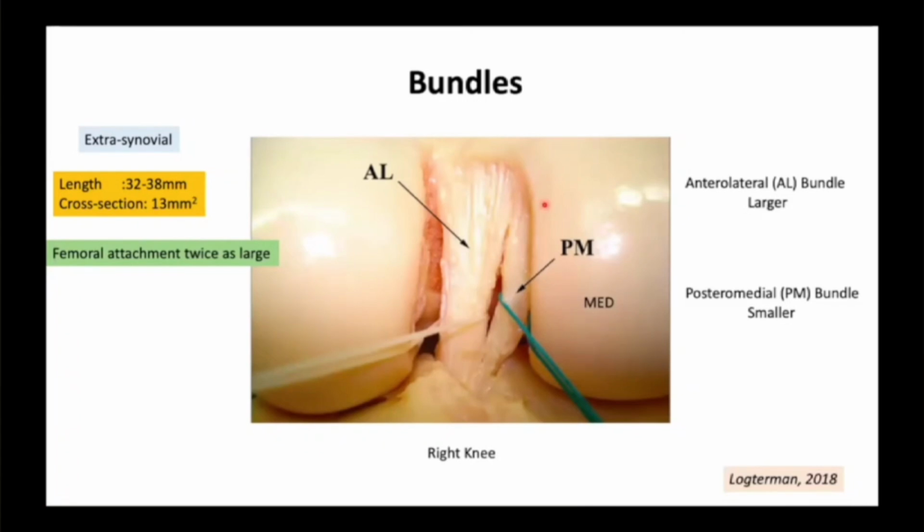And the conventional understanding is that the posteromedial bundle is taut in extension, while anterolateral bundle is taut in flexion. But there are certain cadaveric studies that have proved that these two bundles act synergistically. It may be in flexion or extension. They are taut almost to the equal extent in flexion and extension.